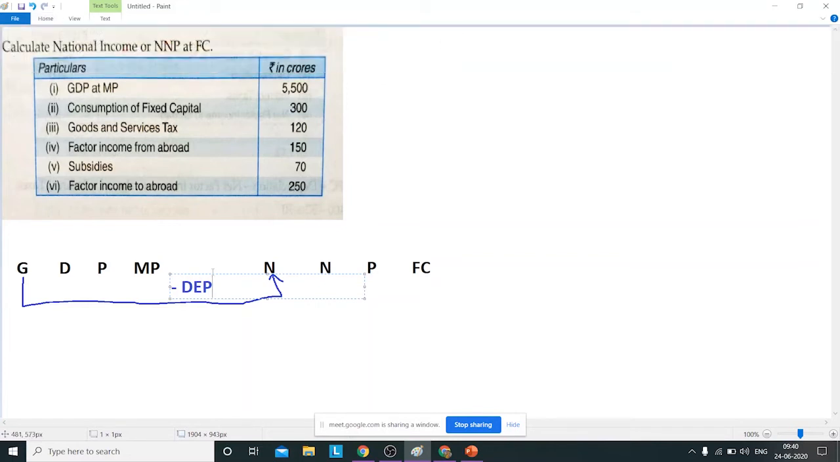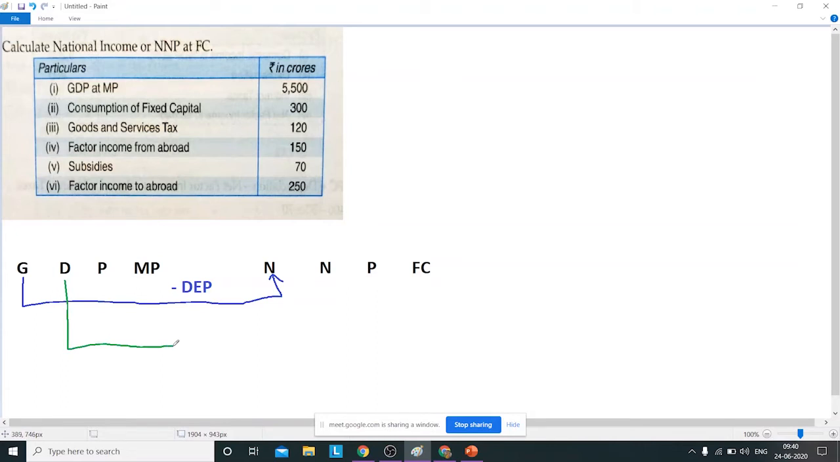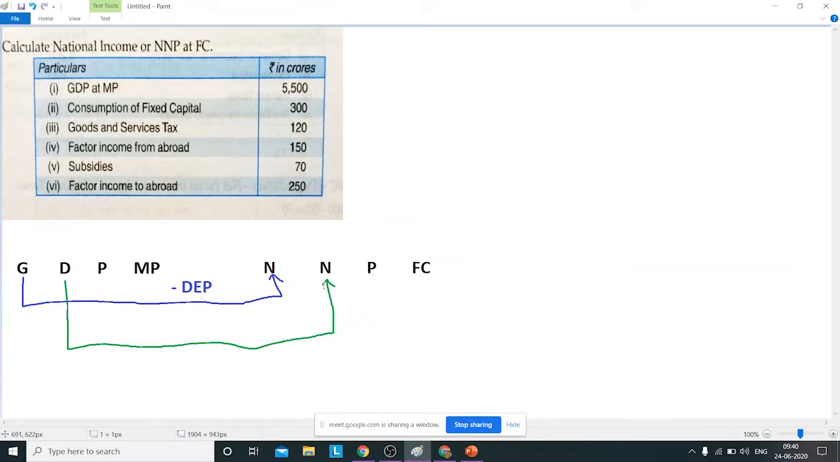Next is domestic to national I am going. I will pick another color. Say green. So domestic to national I am moving. So here is domestic and I want to arrive at national. Domestic means it is only within the country. National means outside, from UK, USA, what the residents of India are earning. We have to calculate that also. So we will add NFIA.